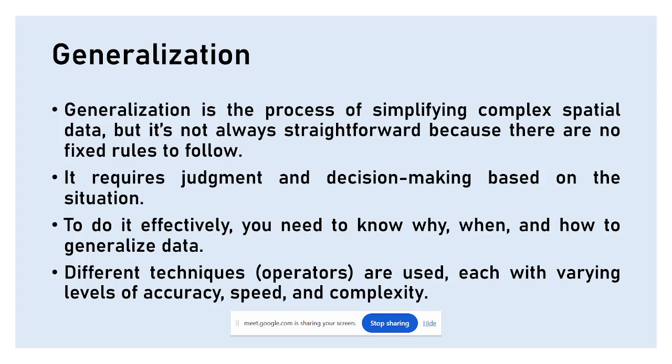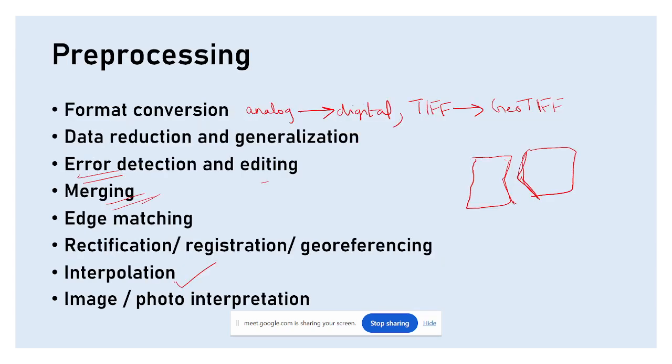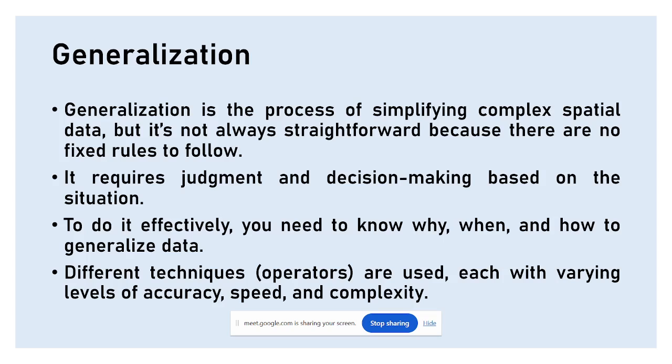Generalization, like we have talked about over here, under data reduction and generalization. Generalization is the process of simplifying complex spatial data, but it's not always straightforward because there are no fixed rules to follow. It is up to the person doing it, based on the user requirement. So it requires judgment and decision making, based on the situation and the requirement for that particular data set.